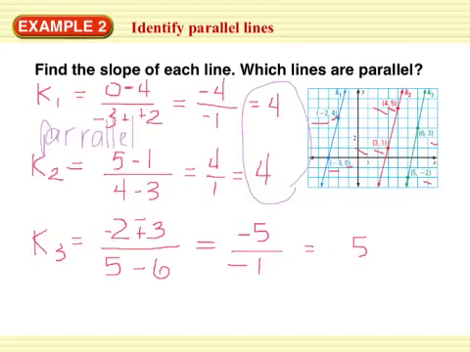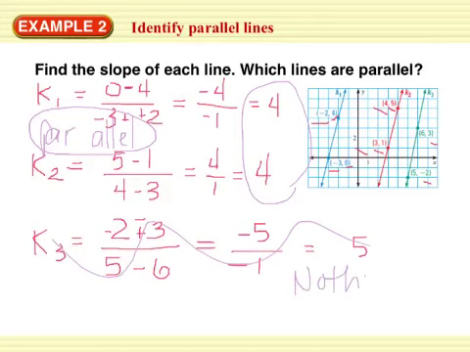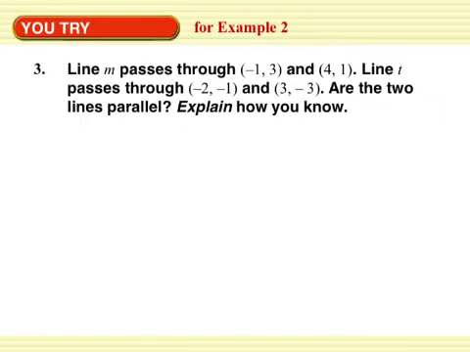There's 2 R's. Sorry about that. Those are parallel. Very interesting way to write parallel. And K3 is nada, nothing. Okay, it's not parallel, it's not perpendicular. Okay, you try.